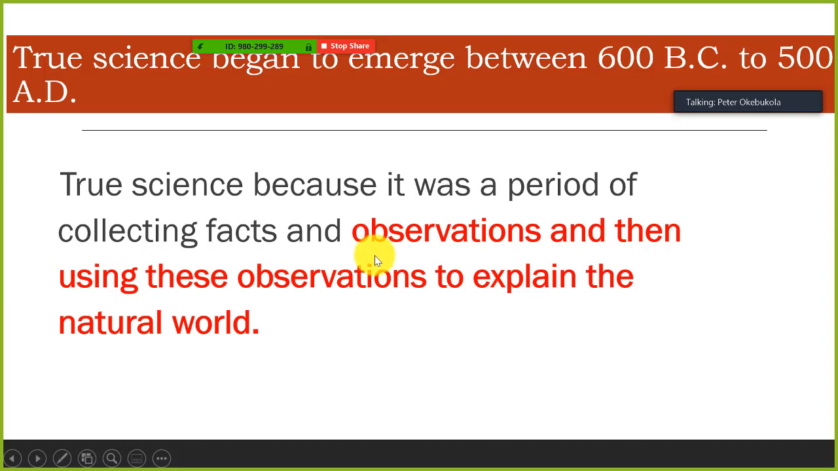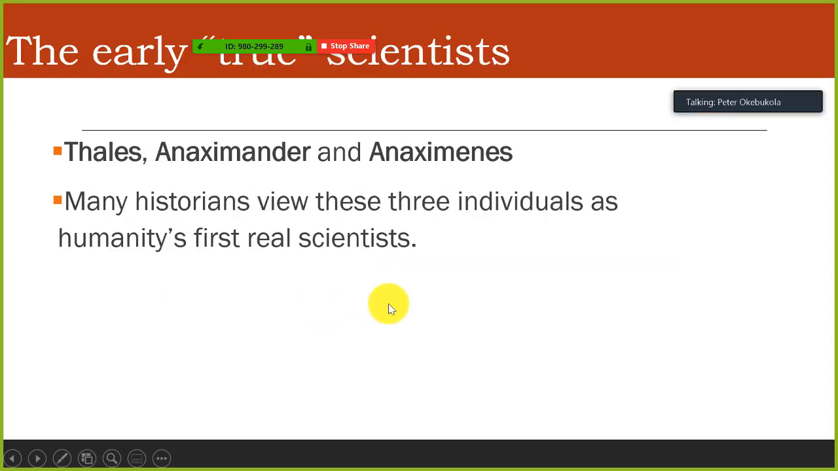Then what has been regarded by the historians of science as true science began to emerge between 600 BC and 500 AD. You know the time. We'll go from the higher figures coming down to 0 to 180 and start going up again. So you can see 600 BC to 580. It is claimed by the history books that true science began at that period, because that's when the collection of facts and observations were then used to explain the natural world.